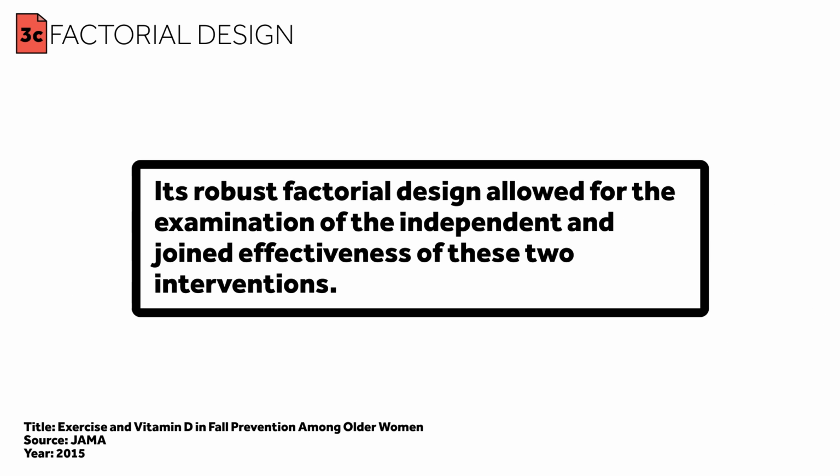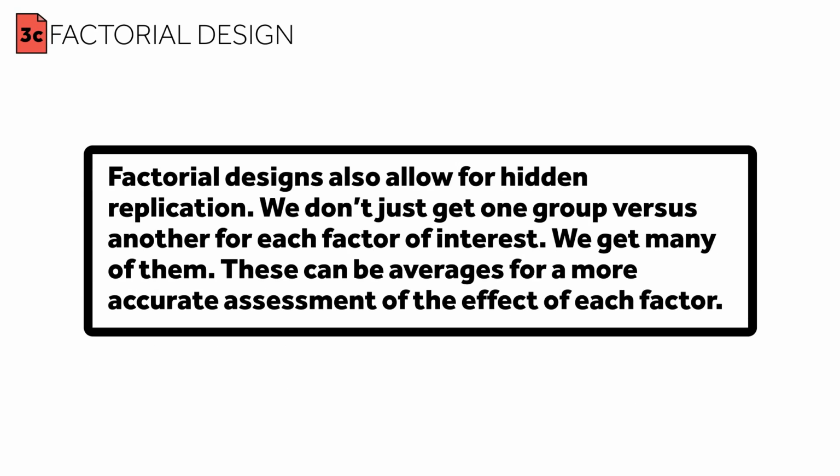Its robust factorial design allowed for the examination of the independent and joint effectiveness of these 2 interventions. Exercise did reduce the rate of injuries, but vitamin D did nothing to reduce either falls or injuries from falls. Factorial designs also allow for hidden replication. We don't just get one group versus another for each factor of interest. We get many of them. These can be averaged for a more accurate assessment of the effect of each factor.